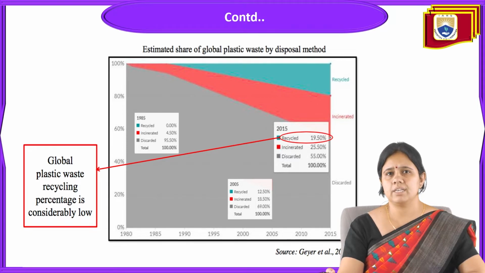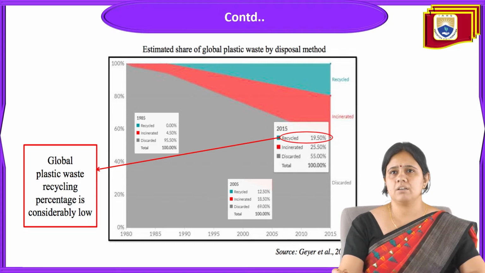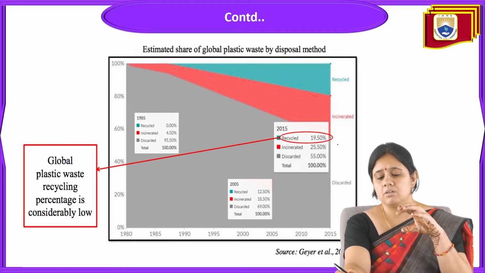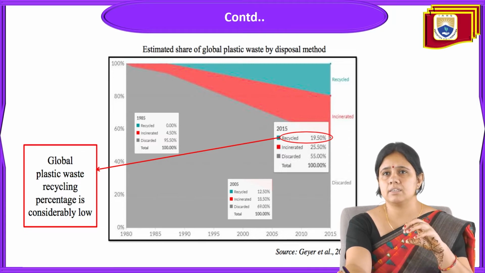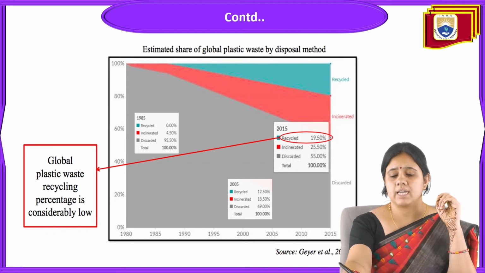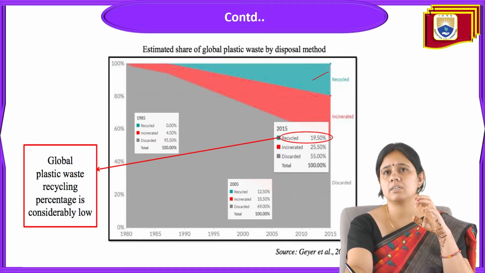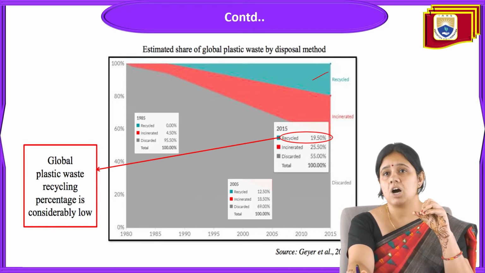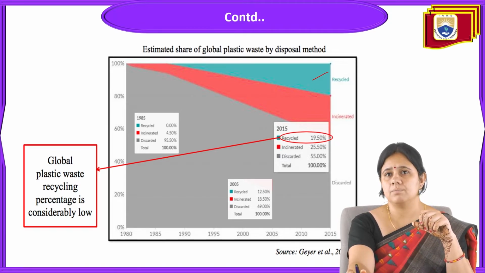So the global waste recycling percentage is considerably low. If we think about the year 2015 globally, how much waste has been discarded, incinerated and recycled? The blue color represents the recycled waste, and the recycled share is very small. Up to 55% of the waste was discarded in the year 2015.